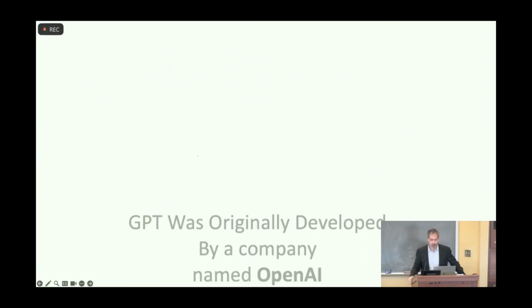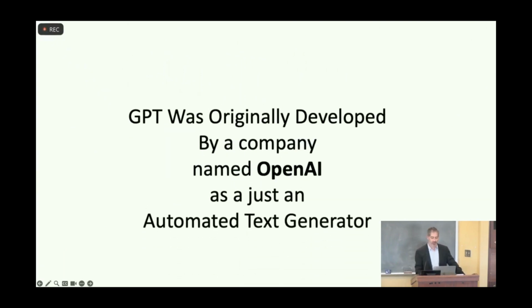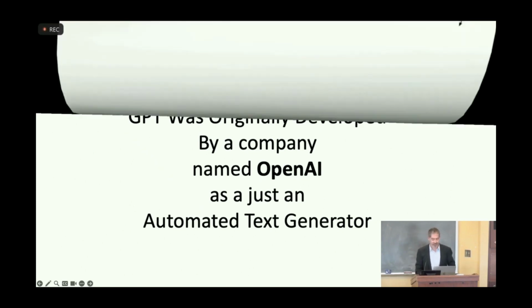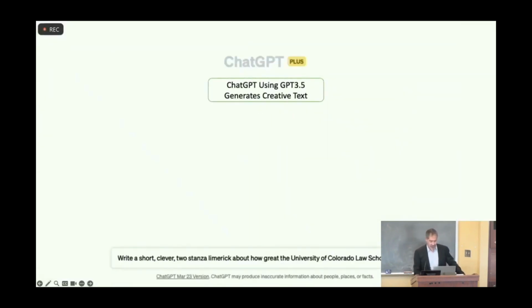GPT was originally developed by a company named OpenAI, and we'll talk about them a little bit more. But it was designed just to be an automated text generator, so it could make stories or poems or articles or blog content in the style of people. And that was kind of interesting, so I had it write this funny poem about CU law using ChatGPT.